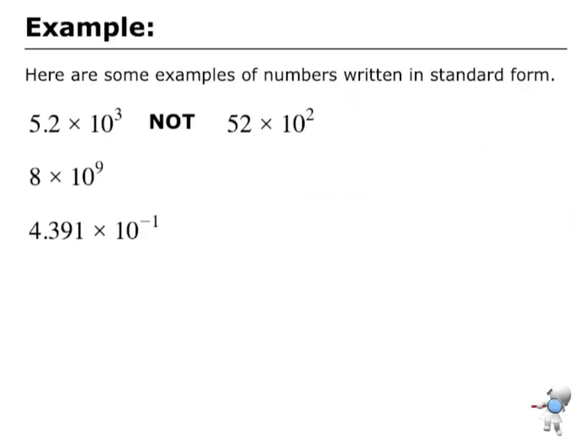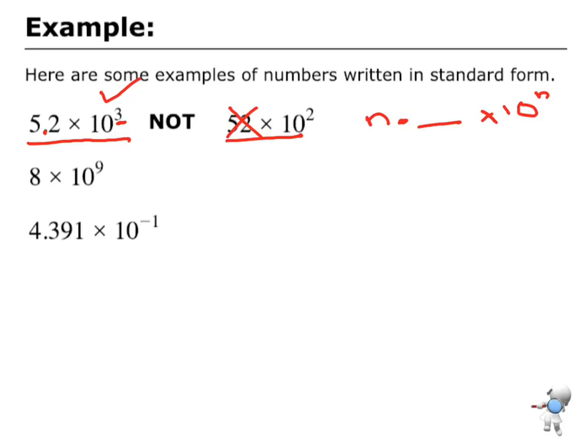So let me show you an example of what I mean. For example, 5.2 times 10 to the power of 3. It's got a 5 and then the decimal point, and then it's got 10 to the power of positive 3. That is standard form. Whereas this one here, 52 times 10 squared, is the same number still, but it's written as 52 times it, and we don't want that. We want it always as a number, dot, whatever, times 10 to the power of some other number.